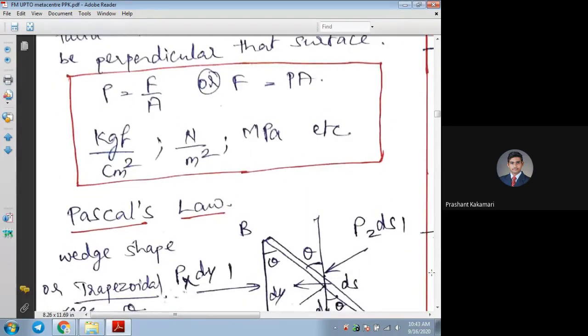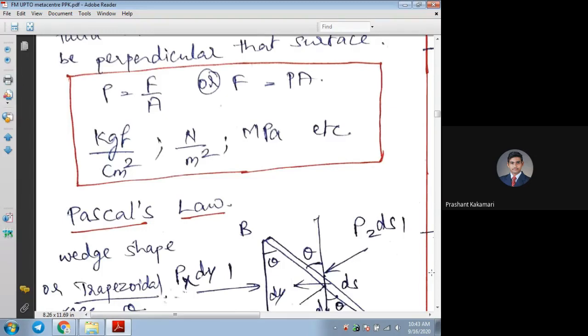Now we'll take two derivations or two laws: one is Pascal's law and the other is the hydrostatic law. In Pascal's law, we define how the pressure forces are equal in all directions for a small liquid molecule. For that small element of liquid, with negligible weight, the pressure acting in all directions is equal. How it is equal, we'll see in the derivation.